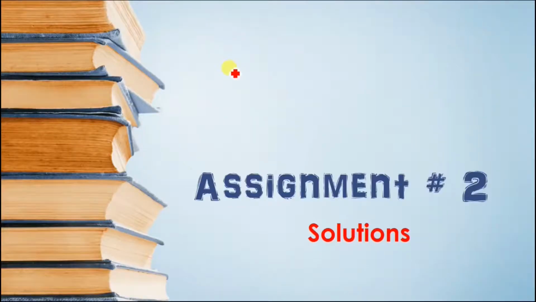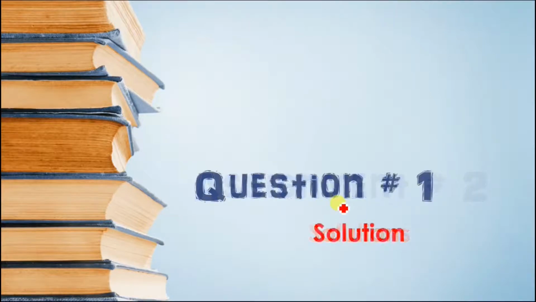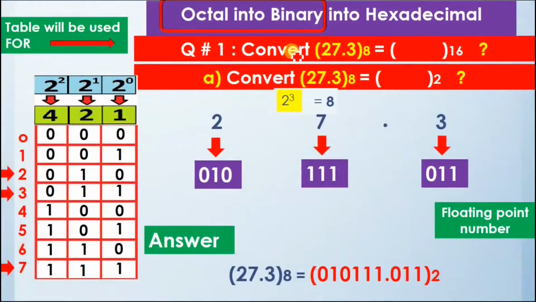So now we are going to look at the solutions of assignment number 2. First of all, we have question number 1 and we will look at its solution. In question number 1, we have to convert an octal number into hexadecimal. The number is 27.3 in octal and we have to convert it into hexadecimal.